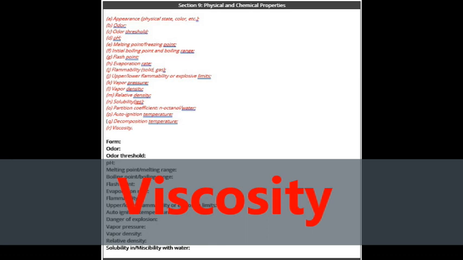Decomposition temperature. This means the breaking down of a chemical compound by heat into smaller components which do not recombine when cooled. Viscosity. This is the measure of the resistance to flow of a fluid. I like to say it's the stickiness of it.